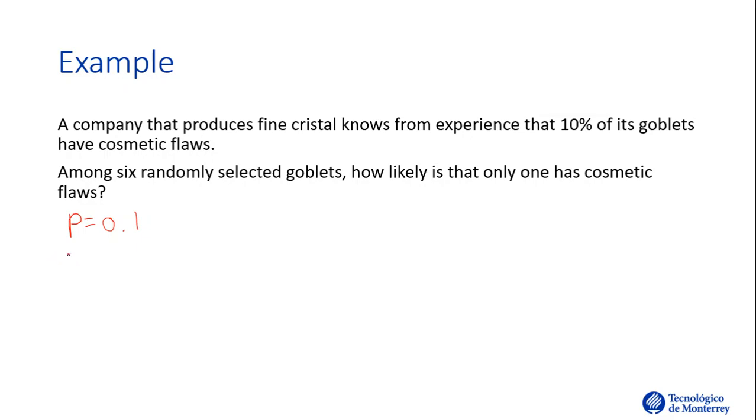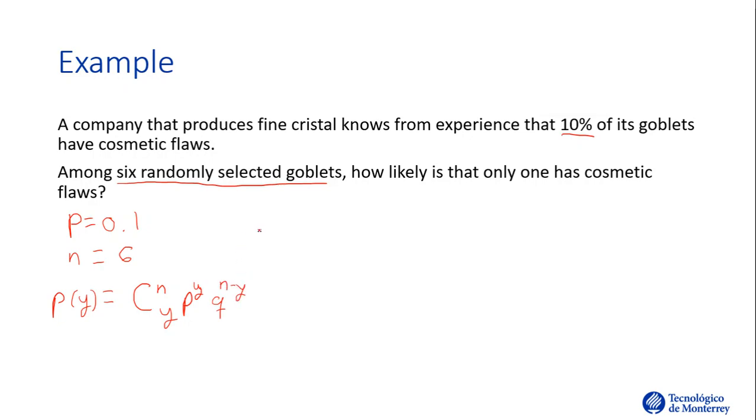The other parameter that we have is n. The parameter n is 6 because they are asking us about the 6 randomly selected goblets. So as you can see here on the text, we already have the parameters. We already know that the probability of y in terms of these two parameters p and n is the combination of n in y times p to the y times q to the n minus y.